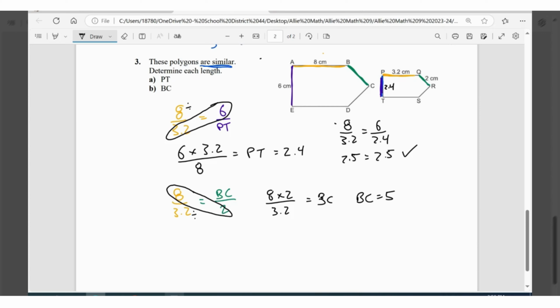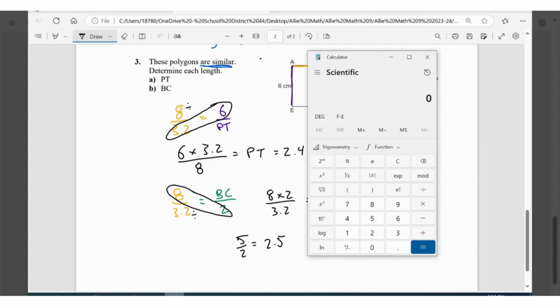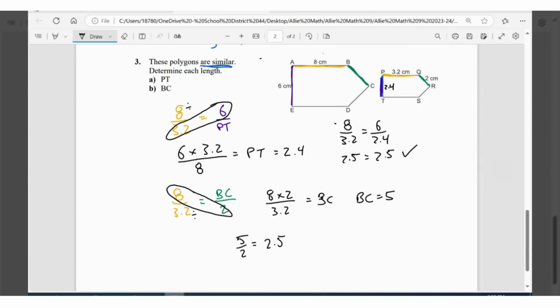And we can check this. Remember our ratio here, 8 divided by 3.2 is 2.5. So we should check again. Is it true that 5 divided by 2 equals 2.5? I mean, I know that it is, but let's do it anyways. 5 divided by 2 equals 2.5. So yes, they are proportionate.